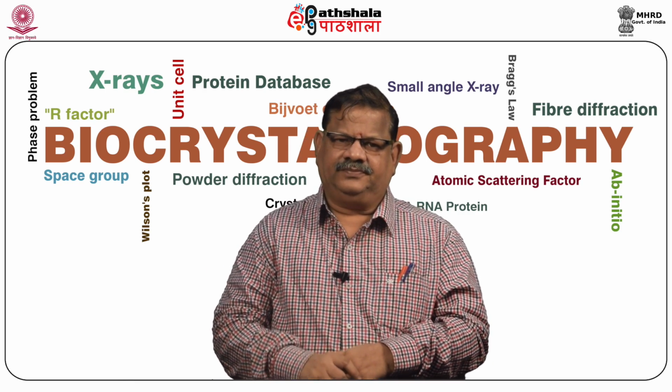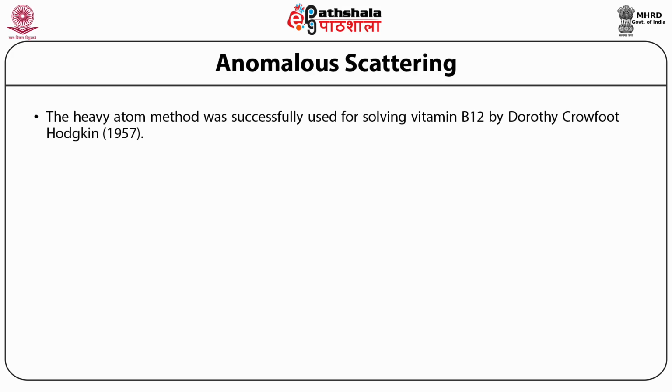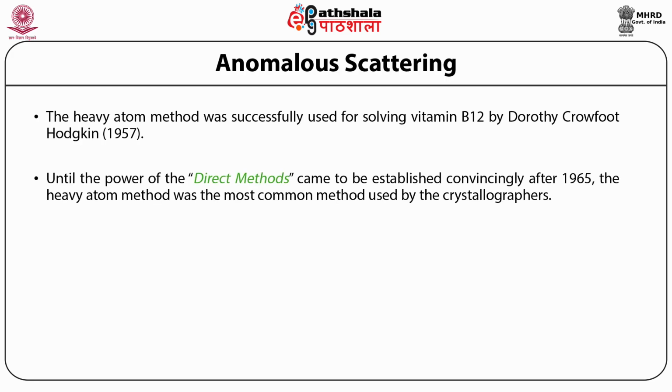density calculation. The heavy atom method, whatever you have seen now, was successfully used for solving vitamin B12 by Dorothy Crowfoot Hodgkin in the year 1957. Until the power of the direct methods came to be established convincingly after 1966, the heavy atom method was the most common method used by the crystallographers.